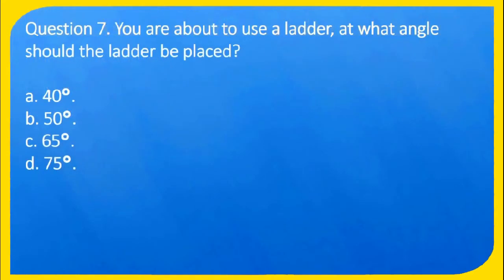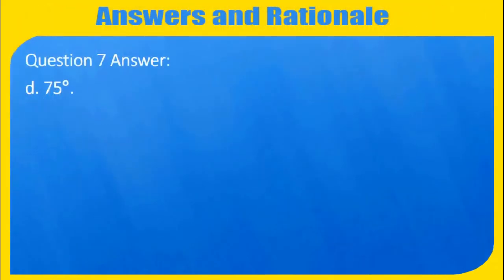Question 7. You are about to use a ladder. At what angle should the ladder be placed? A. 40 degrees. B. 50 degrees. C. 65 degrees. D. 75 degrees. Question 7. Answer. D. 75 degrees.